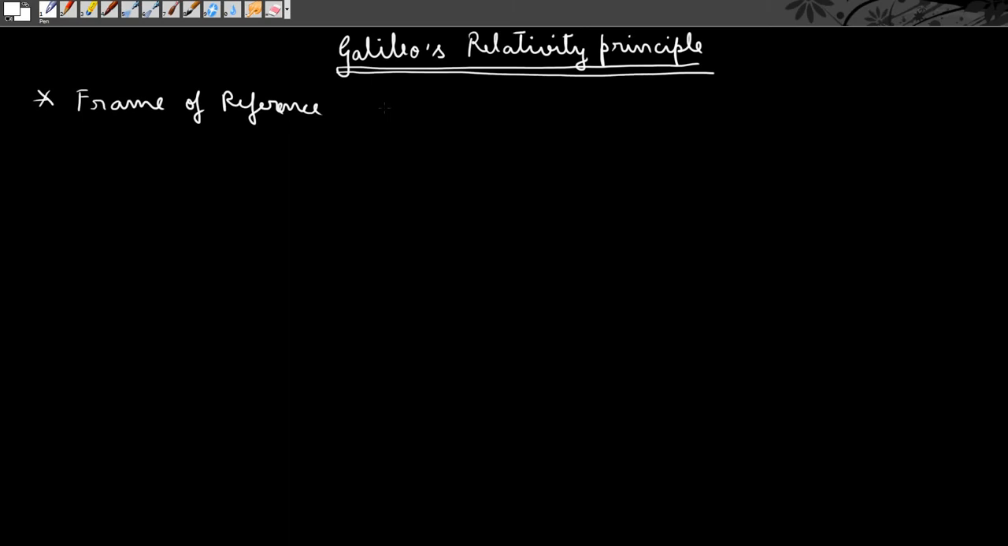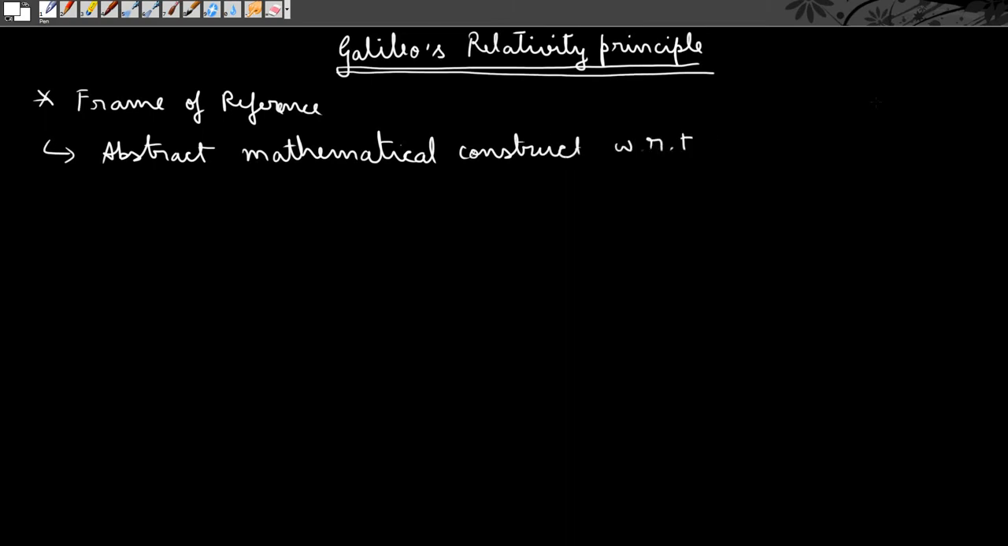So the first question is, what do we mean by a frame of reference? Well, this is nothing but an abstract mathematical construct, or formulation, with respect to which all measurements are performed. So this is a measurement of what? Measurement of any physical quantity, for example, position, velocity, acceleration, etc.